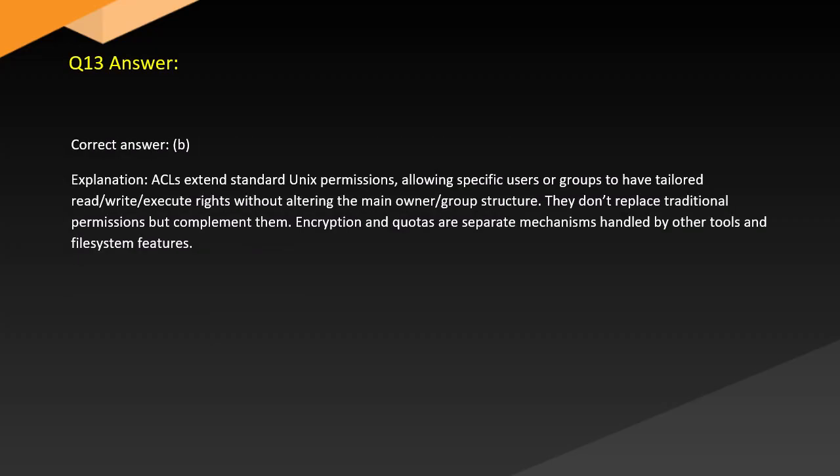Answer. Correct answer: B. Explanation. ACLs extend standard Unix permissions, allowing specific users or groups to have tailored read, write, and execute rights without altering the main owner-group structure. They don't replace traditional permissions but complement them. Encryption and quotas are separate mechanisms handled by other tools and file system features.